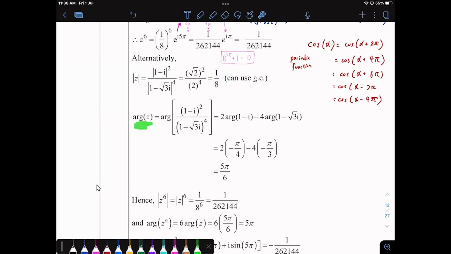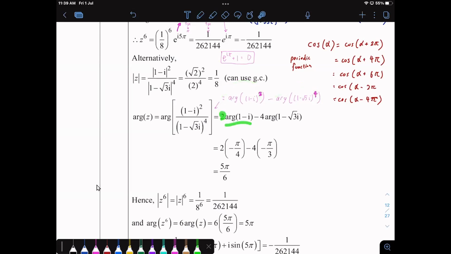Then here, argument of z is argument of the fraction, which you can split up as argument of numerator, minus argument of 1 minus square root 3i power 4. I wrote it down on top already actually. Then in that case, you got a power. What do you do with a power? You bring it in front. Okay.